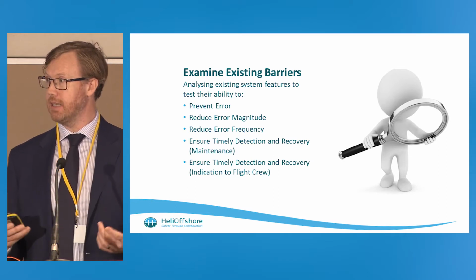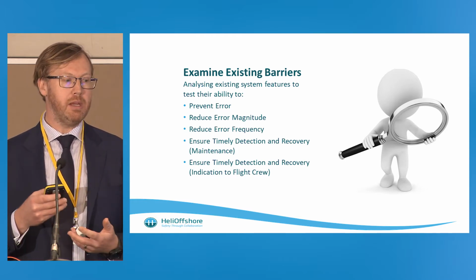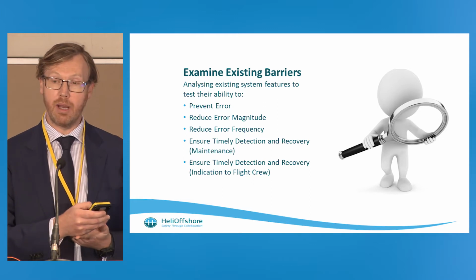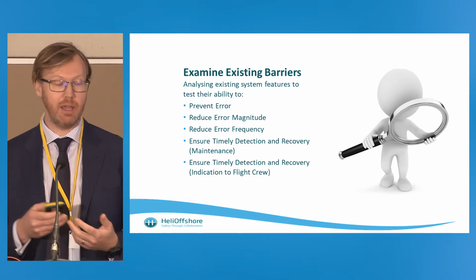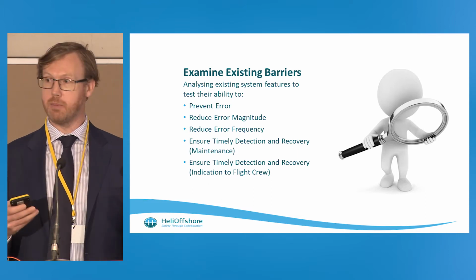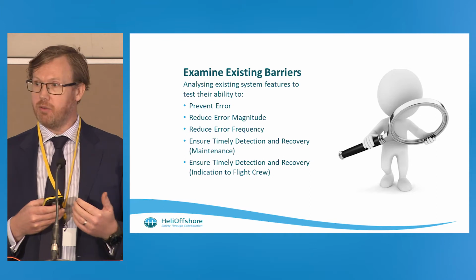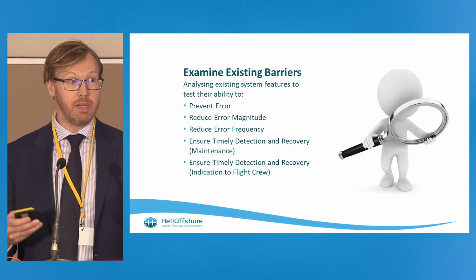What is existing in the aircraft that reduces the magnitude? So on a twin-engine aircraft, do we only maintain one engine at one check and the next engine on the next check? If you make a mistake, you're not going to make a mistake on both engines. What is there that reduces the error frequency? What is it that makes sure that this doesn't happen?